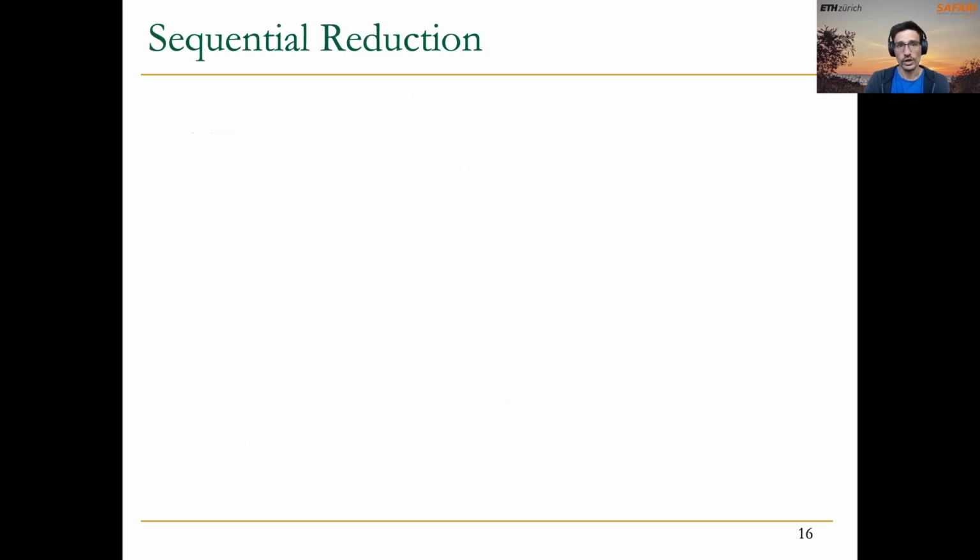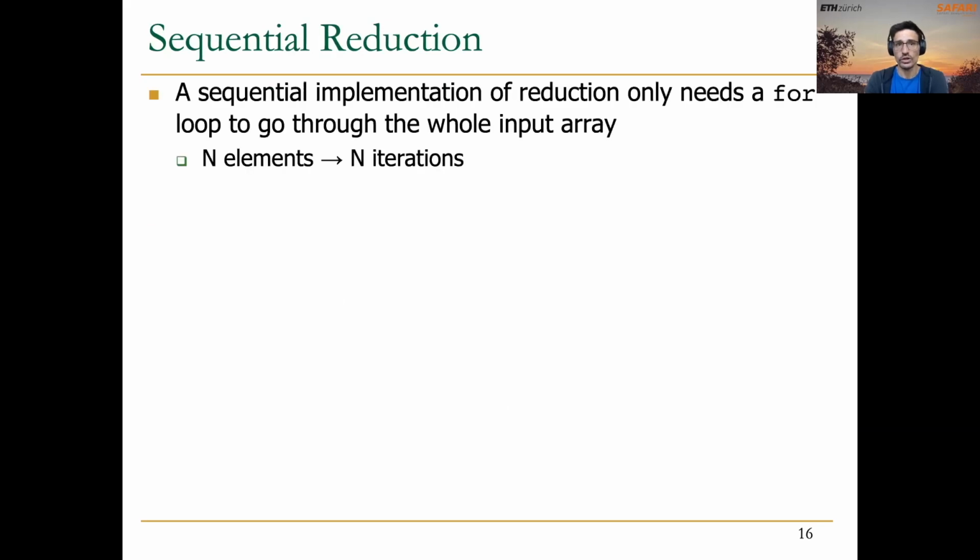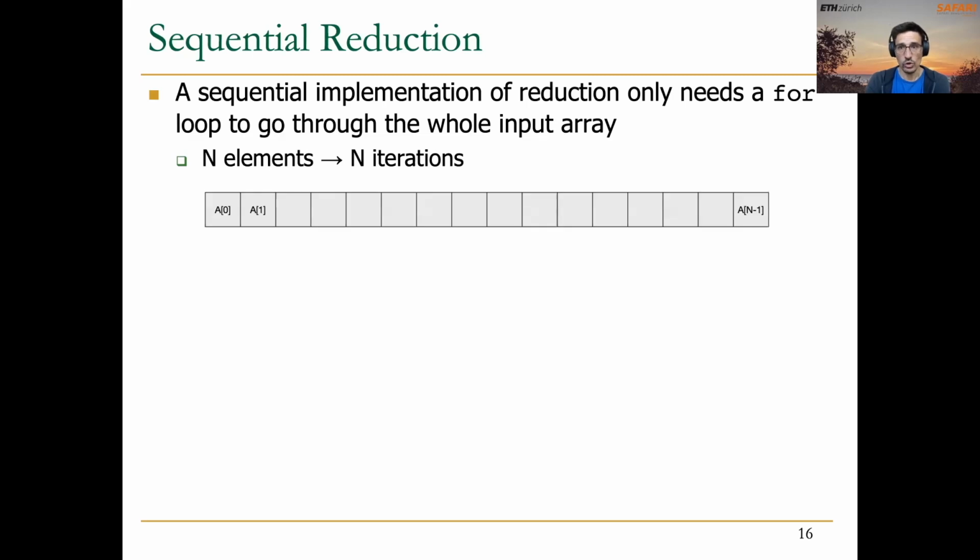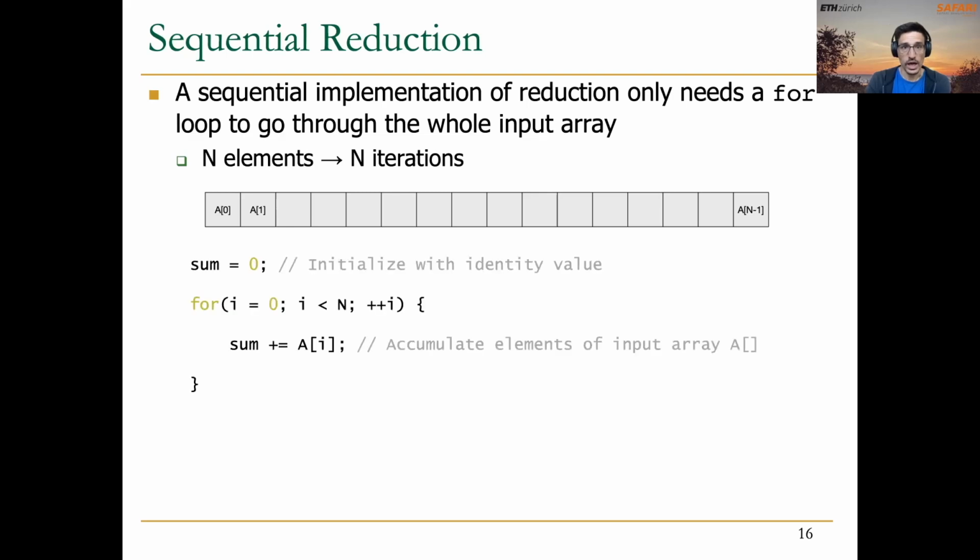Let's start talking about how to perform a sequential reduction. A sequential implementation of reduction only needs a for loop to go through the whole input array. We have n elements and we will need n iterations. So for a sequential reduction, we can say that it has a complexity O(n), right? This is our input array with n elements from A0 to A(n-1). And this is a very simple code that we can use to perform the sequential implementation of reduction.